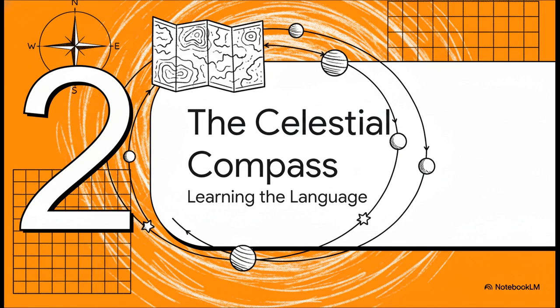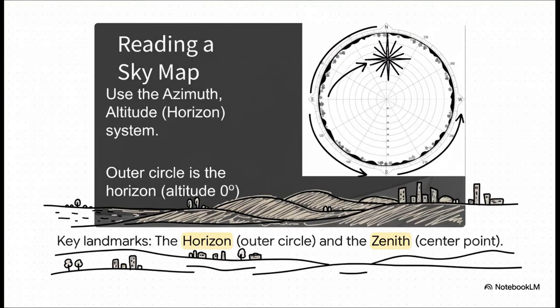Okay, so to really use this map, we need a sort of celestial compass. The sky has its own coordinate system, and it's actually pretty simple. It all boils down to just two key ideas. First, let's get our landmarks straight. See the outer edge of the circle? That's the horizon. You know, where the sky meets the ground. We call that 0 degrees. And the dot right in the middle? That's the zenith. That's the spot directly over your head, a full 90 degrees straight up.